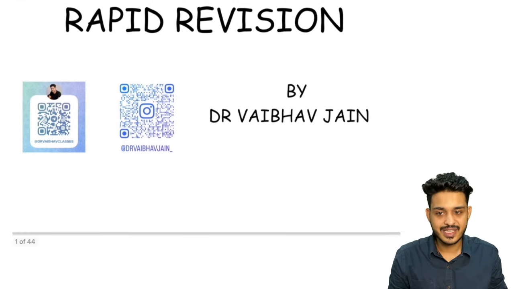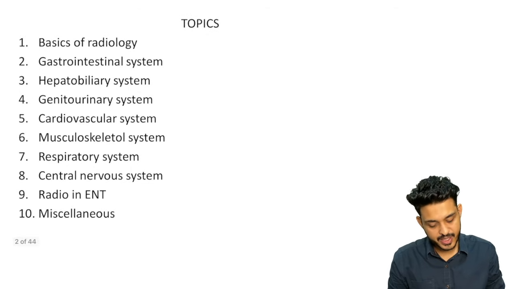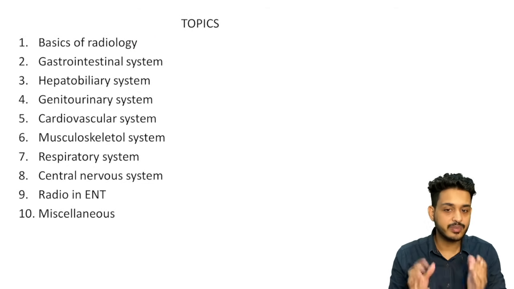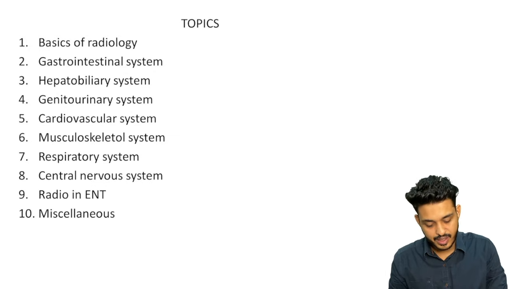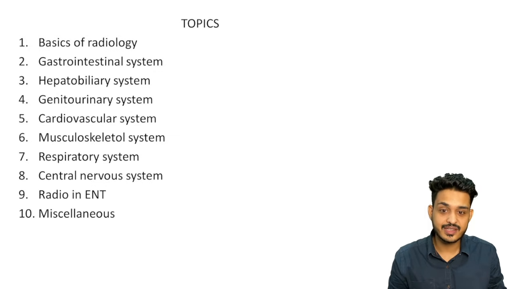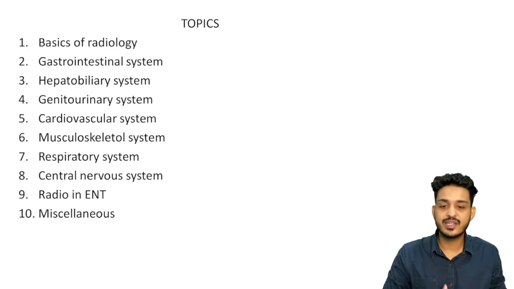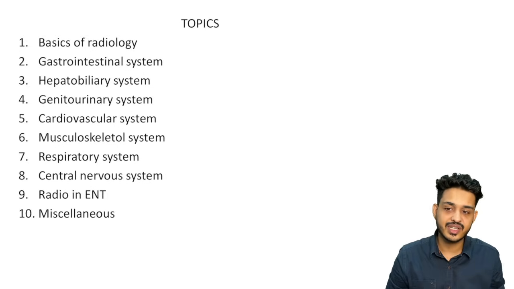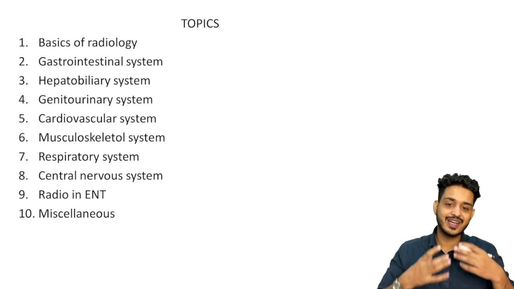What is going to be the scheme, the topics we are going to start. We will learn about the basics of radiology first, then we will discuss the gastrointestinal system. What are the things we have in the GIT? You can have Zenker's diverticulum, bird beak appearance, and multiple atresias. So this is how we are going to understand it in the format of a story.